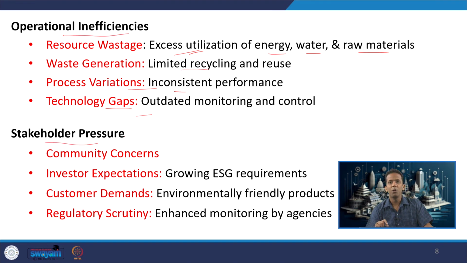Third was stakeholder pressure. So, like I said, environmental protection or environmental performance is a well known social concern also. So, there are community concerns. It may be related to the community living inside the steel plant or the community living in the close areas of the steel plant facility. Then there are investors' expectations with growing ESG, that is environmental social governance requirement. Many people who want to invest in companies want this ESG compliance. Then there will be demand from customers and regulatory scrutiny. So, all these things were there at Tata Steel before ISO 14001 certification.